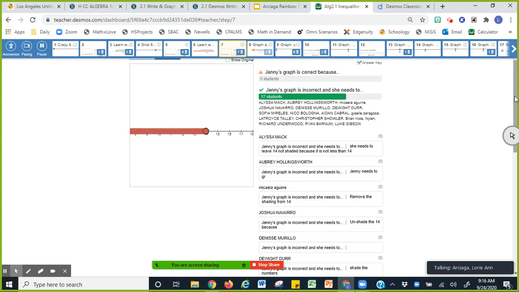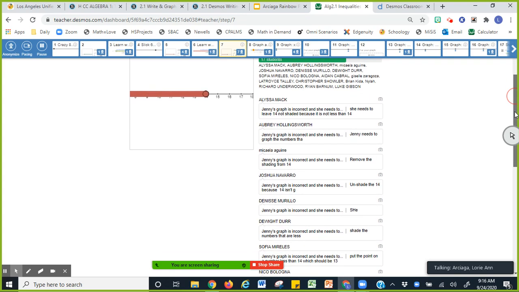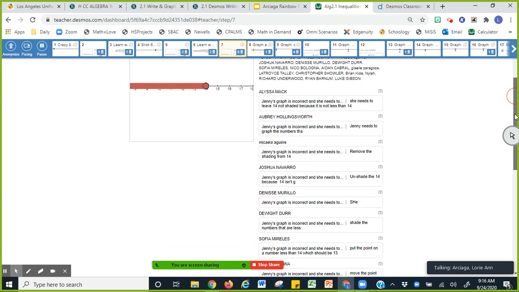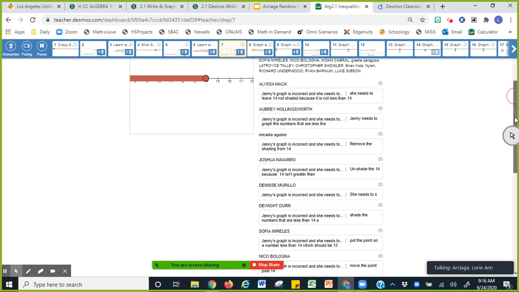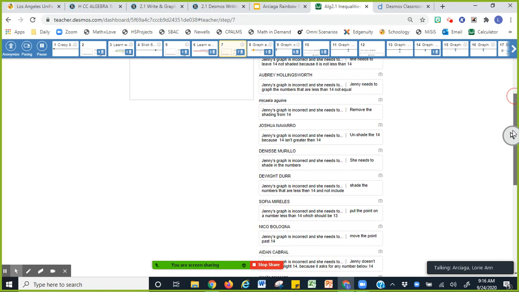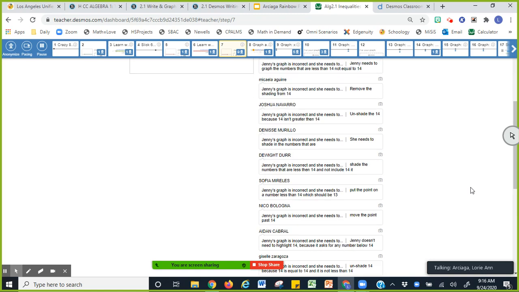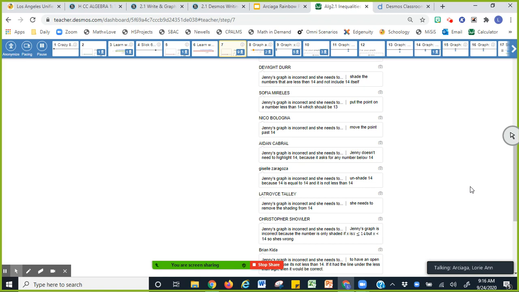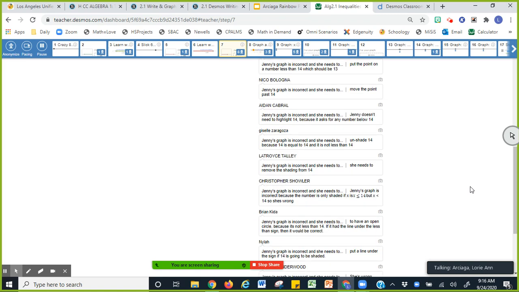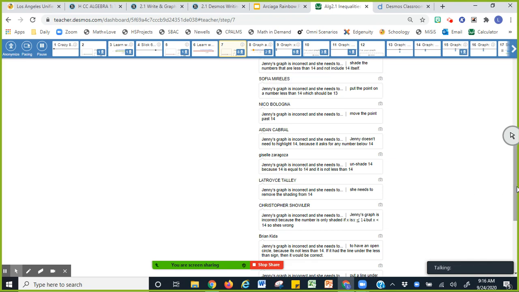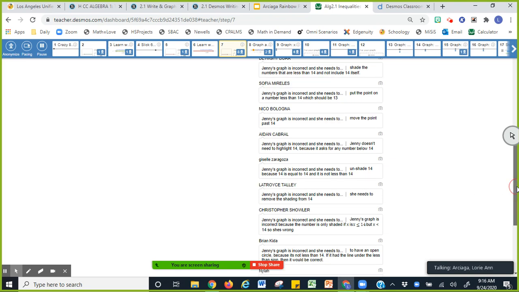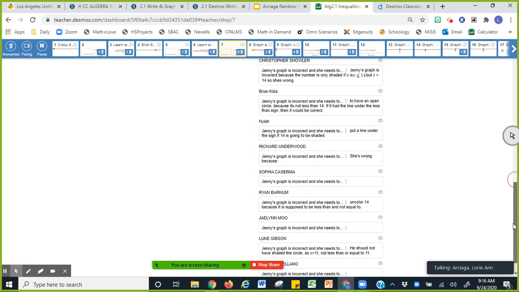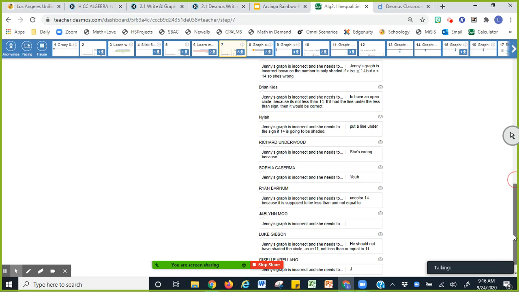All right, if I can read some of your responses here. Remove the shading from 14, according to Michaela; unshade 14. Shade the numbers that are less than 14 and not include it. Okay. Move the point past 14, according to Nico. Awesome. I like how Christopher mentioned some instances in which 14 must be shaded.